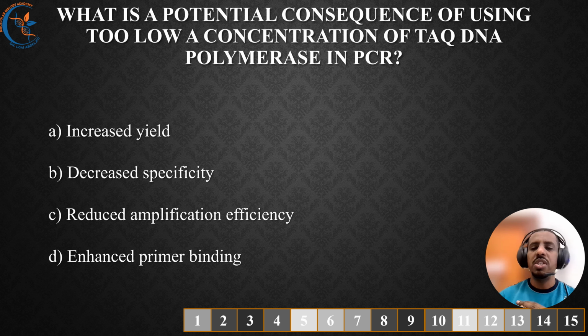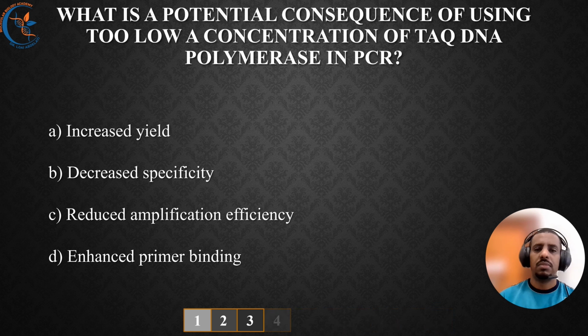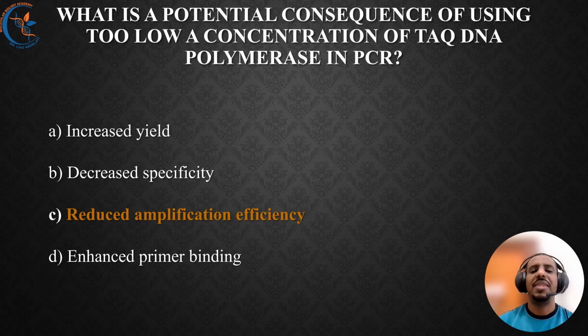What is the potential consequence of using too low concentration of Taq DNA polymerase in PCR? All right, the correct answer is reduced amplification efficiency. Okay, actually, insufficient Taq DNA polymerase can lead to incomplete or inefficient amplification of the target DNA, resulting in lower yields. All right.